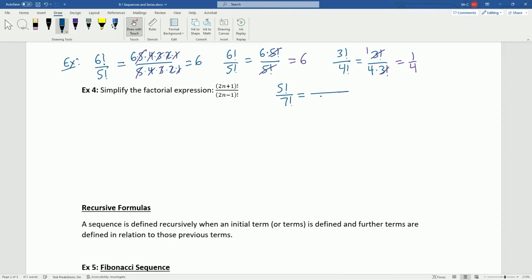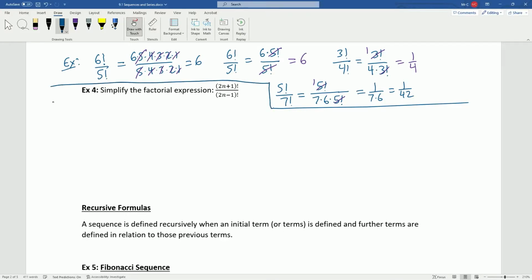So what I'm going to do here is go, well, hey, look, 7 factorial is 7 times 6 times 5 times 4 times 3 times 2 times 1. But why would I write all of that when I can just notate it as 5 factorial? And then I see that, oh, I can simplify 5 factorial over 5 factorial. Cancels. I get 1 over 7 times 6, which is 1 over 42.